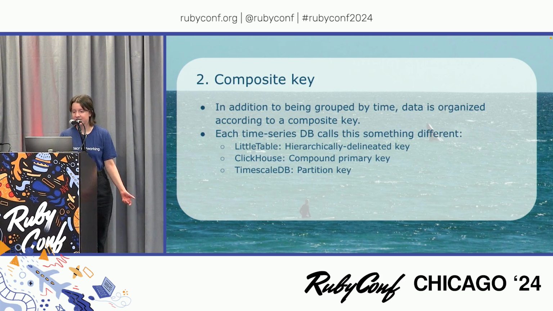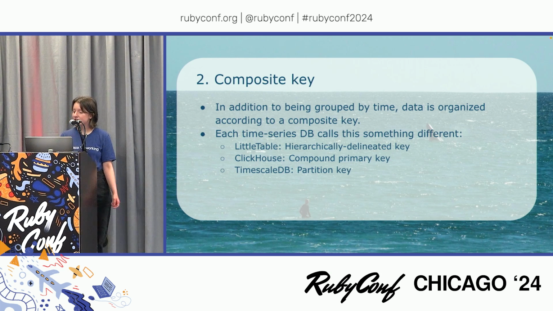When visualizing a time series database, it's important to understand that there are effectively two identifiers for a given piece of data. The first, mentioned in the previous slide, is the timestamp. The second piece of information is the identifier. In almost every case, this is comprised of multiple fields, making it a composite key. Each time series database refers to this concept using slightly different terminology. LittleTable documentation refers to this as a hierarchically delineated key, whereas ClickHouse documentation refers to this as a compound primary key, and TimescaleDB refers to this as a partition key.